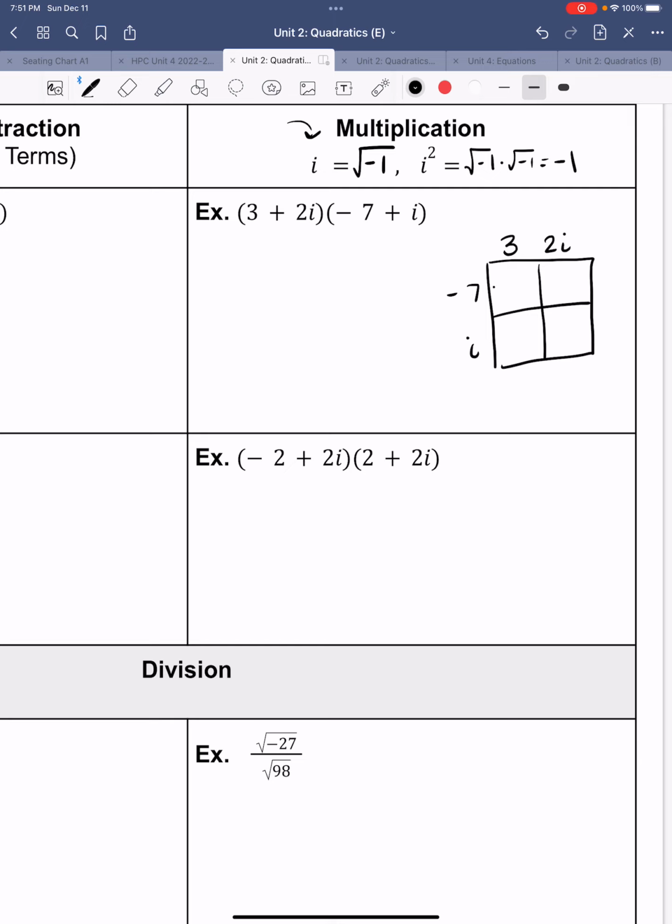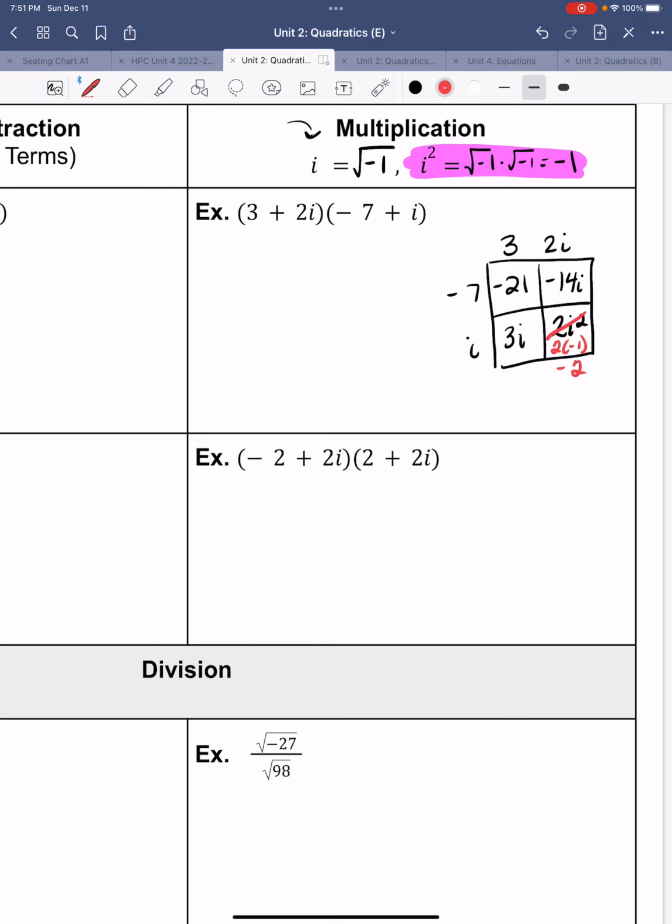Negative 7 times 3 is a negative 21. Negative 7 multiplied by 2i is a negative 14i. 3 times i is 3i, and then i times 2i would give me 2i squared. And now the big difference here is this piece. i squared is equal to negative 1. And so what I'm going to do is, because I have 2 times i squared, that's the same as 2 times negative 1, which would be negative 2.